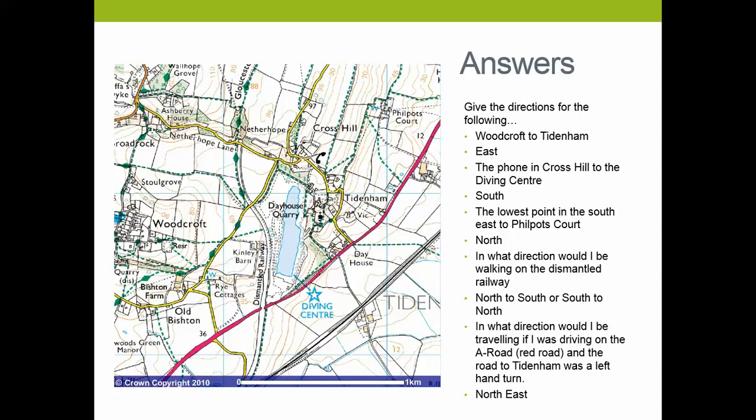Okay, and then in what direction would I be travelling if I was driving on the A road and the road to Tydenham was a left-hand turn? Well, that has to be northeast because you wanted this yellow road here on the left-hand side. Hopefully this has helped you understand the concept of direction better.